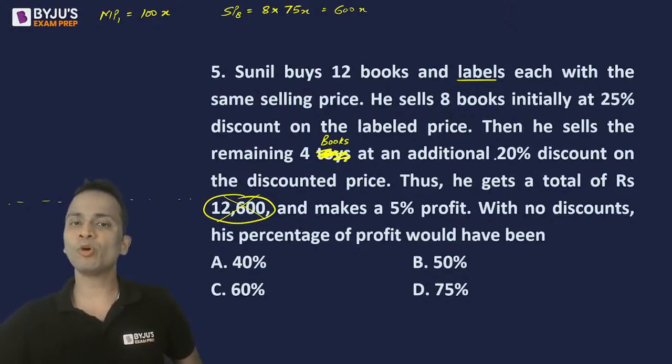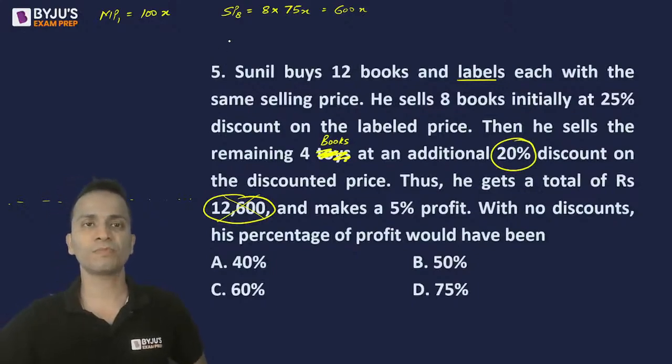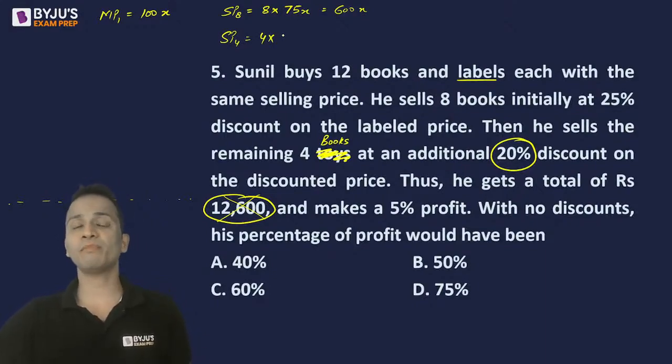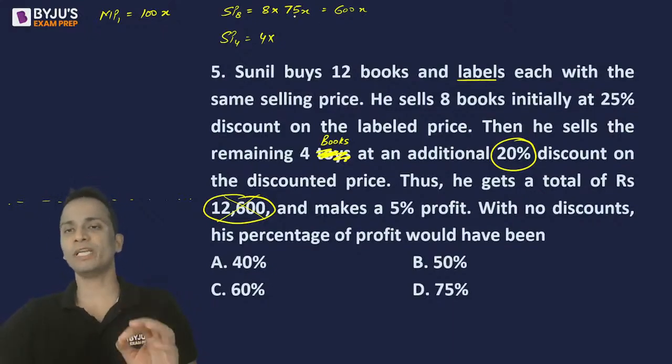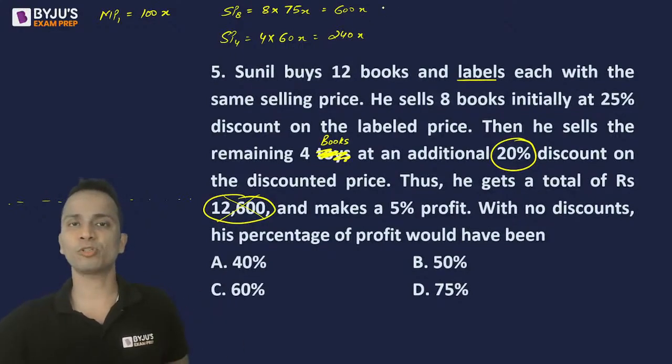The remaining 4 books are sold at an additional discount of 20%. So for the remaining 4 books, the selling price will be 4 multiplied by the selling price of each of these books. So an additional 20% discount on 75x. The 75x value had already come. We will give a 20% discount on that, so it will be 60x. So this will be 240x, the selling price of the remaining 4 books.